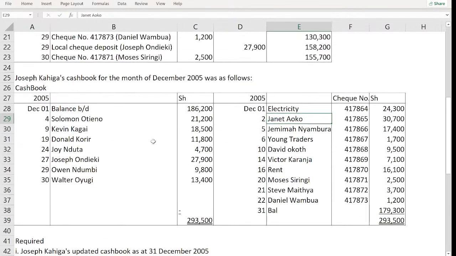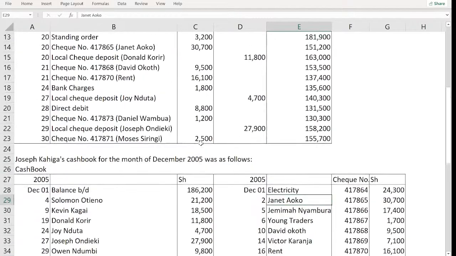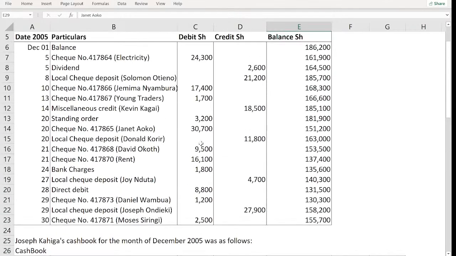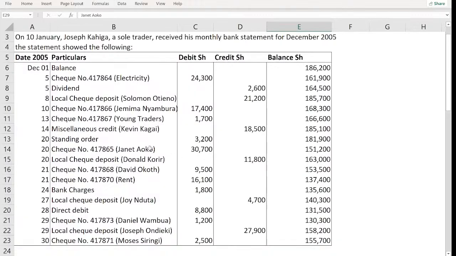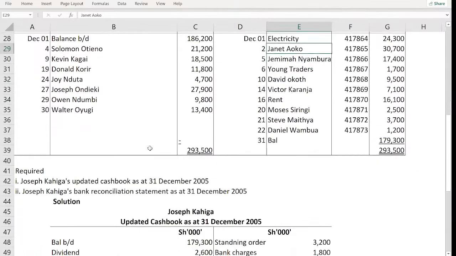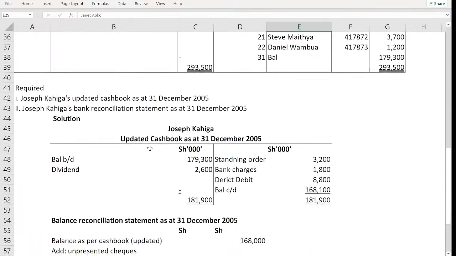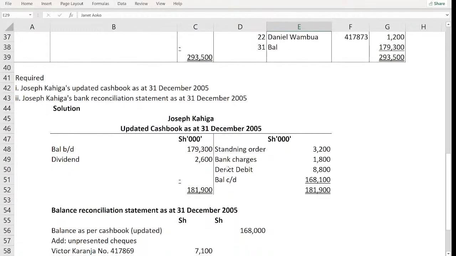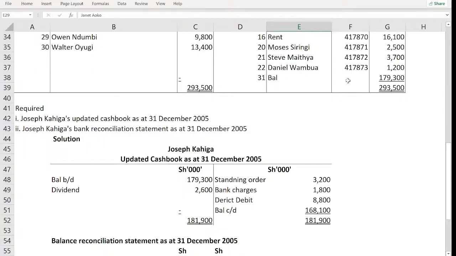So we look at the things that are on the bank statement but not on the cash book. So we can start with the updated cash book. So the title, we are going to have Joseph Kahiga updated cash book as at 31st December 2005. So it's our T account. So from our cash book, the balance brought down was 179,300.